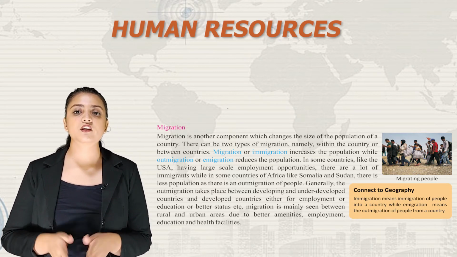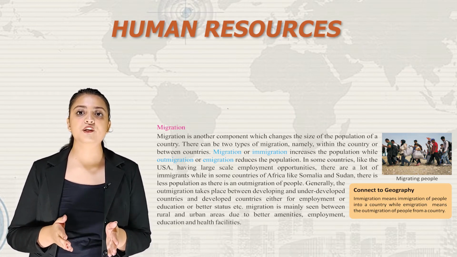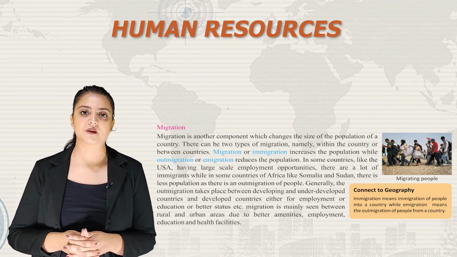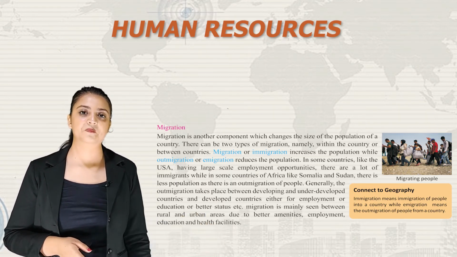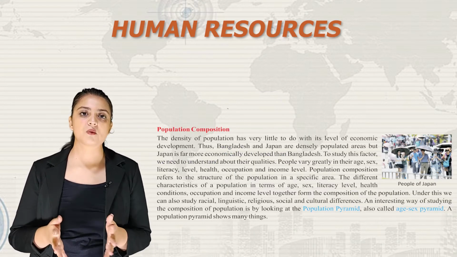Now, let's connect to geography again. Immigration means immigration of people into a country, while emigration means the outmigration of people from a country. Here is an image of migrating people. Now, let's talk about population composition.